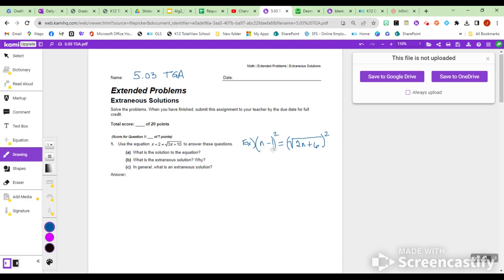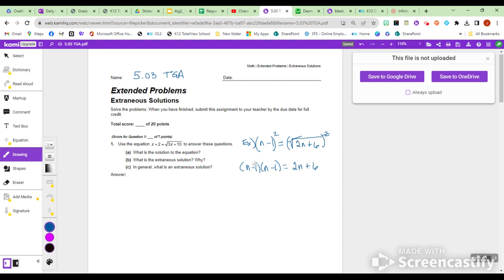I'm going to remember that the binomial squared is something that we make careless mistakes on. So instead of trying to square it like it is, I'm going to write n minus 1 down twice. On the right-hand side, the square and the square root are opposite operations, so they'll cancel each other out. I'll be left with 2n plus 6.